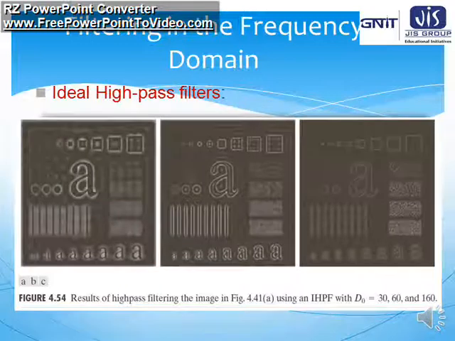These are the results of high pass filtering of the image using the ideal high pass filter, or IHPF, with D0 equals 30, 60 and 160. The first image uses D0 equals 30, the middle image uses D0 equals 60 and the last image uses D0 equals 160. So this is another example of the ideal high pass filter output.